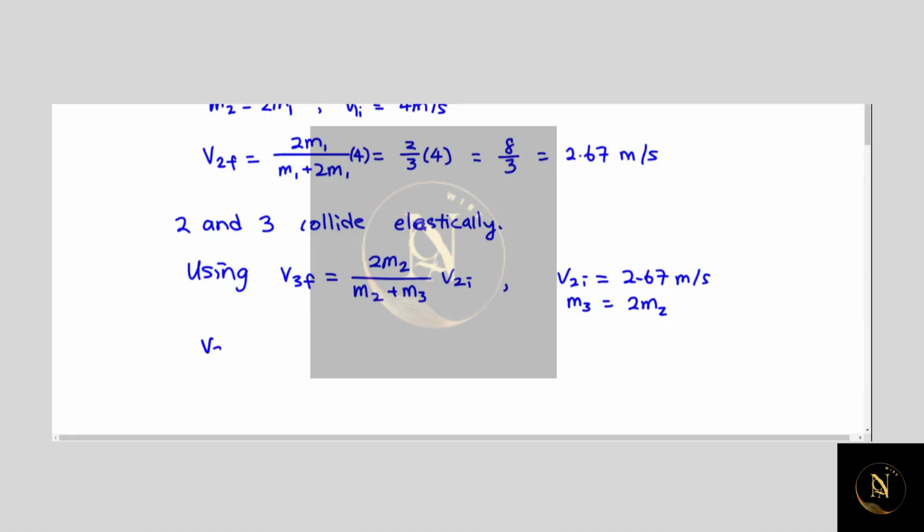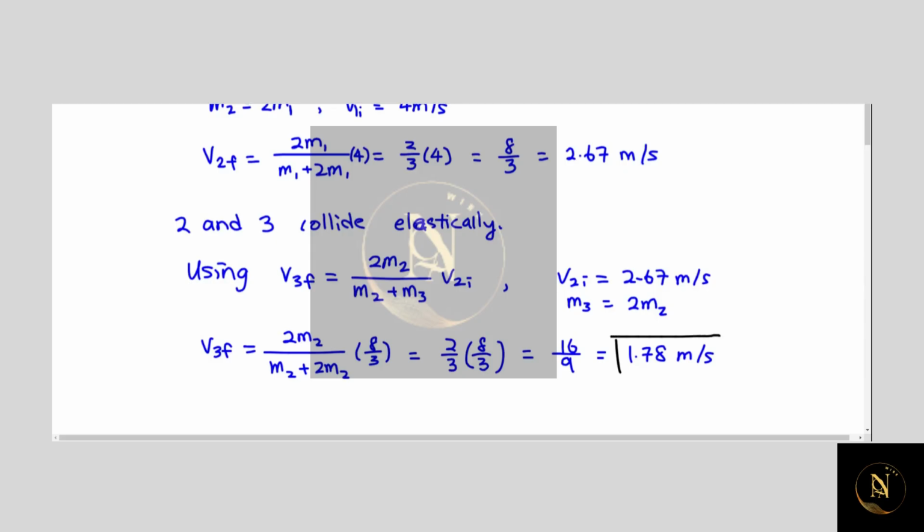So V3F is 2M2 divided by M2 plus 2M2 times 8/3. So we have 2/3 times 8/3, which is 16/9, or 1.78 meters per second. This is the speed of block 3 after the two elastic collisions.